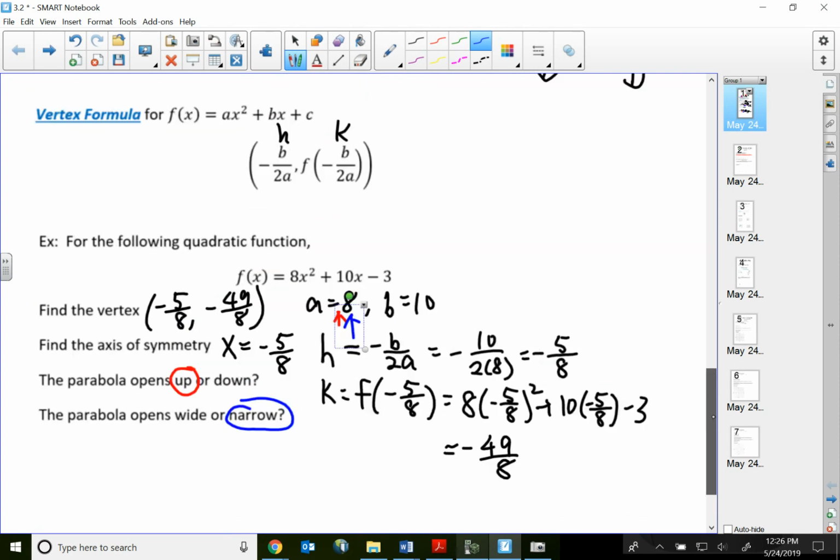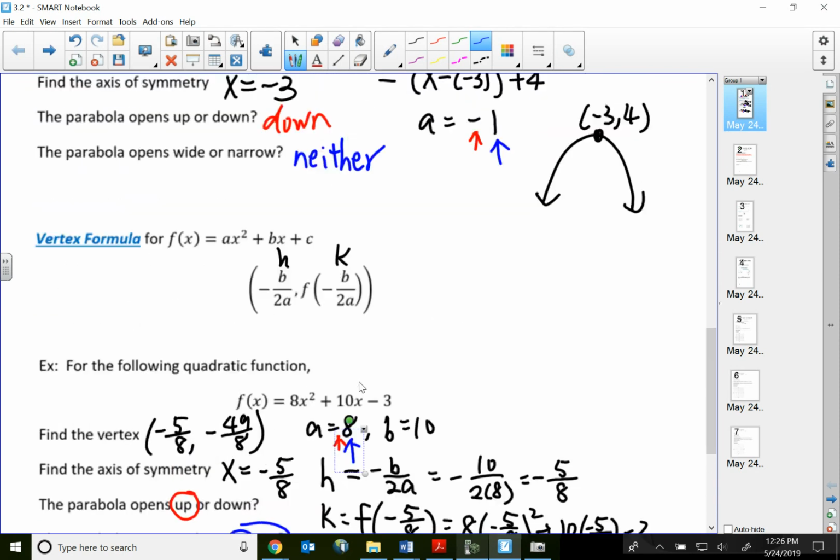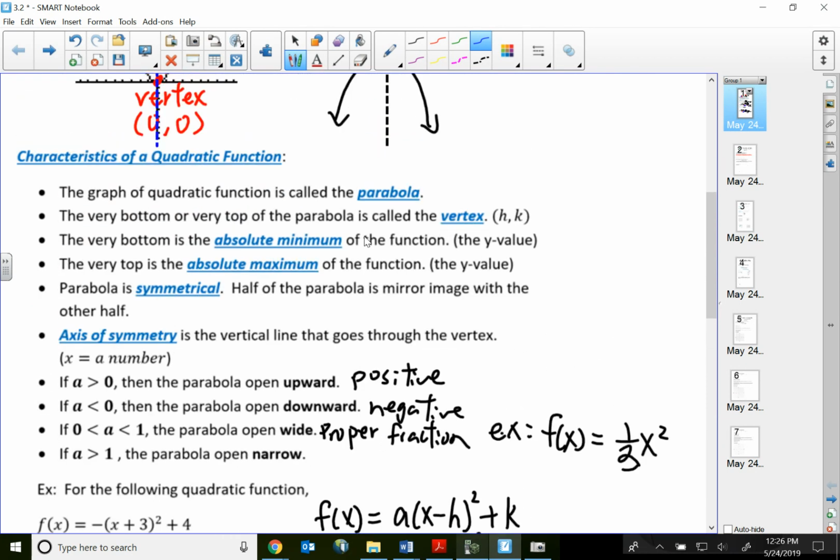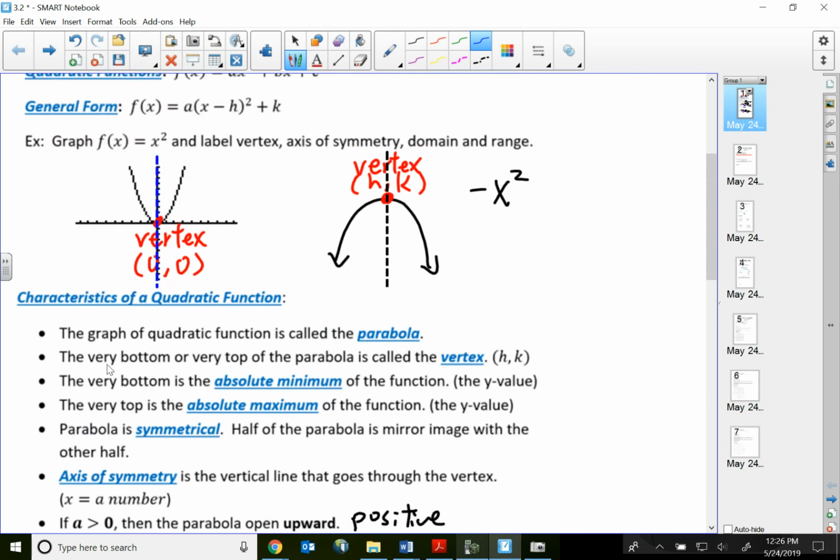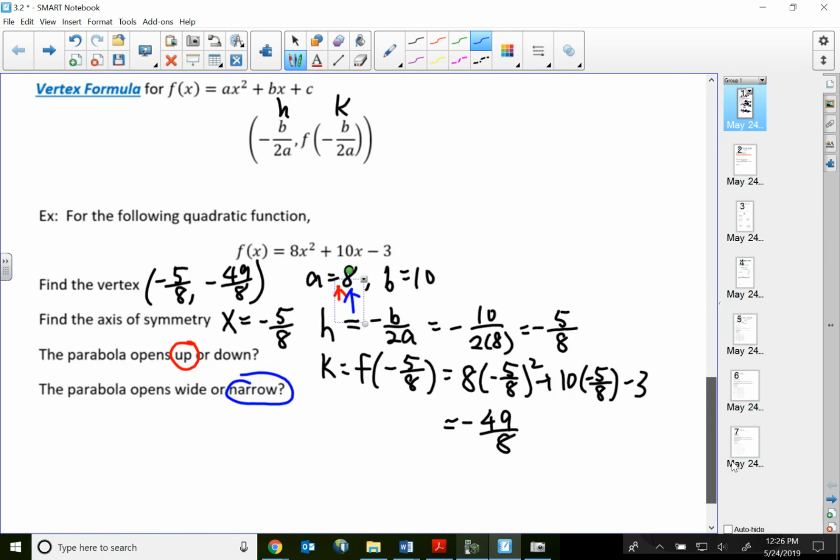All right, so just quickly in this video, we talked about how we can find the vertex of a quadratic function and talked about its characteristics. All right, that will conclude this video.